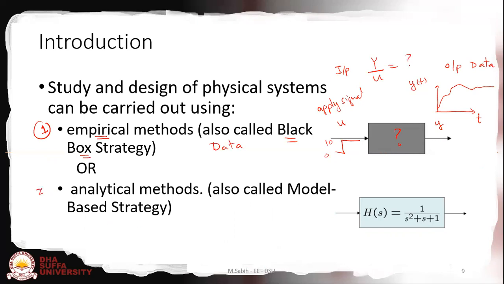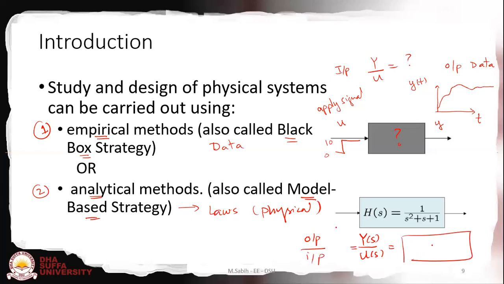The second method is called analytical method, which is basically a sort of a model-based strategy. इसमें we use laws, physical chemical laws, और हम by law चलते हुए इसकी equation को derive करते हैं. This H(s) is basically y of s divided by u of s. ठीक है, यानी कि output divided by input, इसका जो आपके पास पूरा मेथड बनेगा. So these are the two basic ways or techniques even in control and system identification.